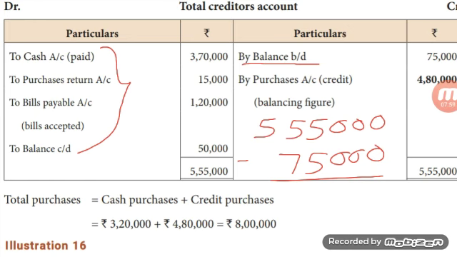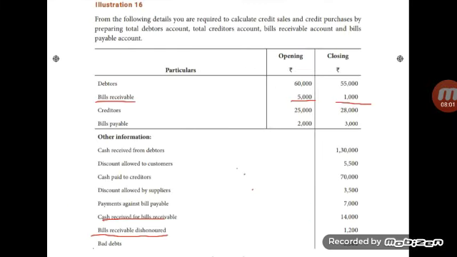Okay, children. Next question. From the following details, you are required to calculate credit sales and credit purchases by preparing total debtors account, total creditors account, bills receivable account and bills payable account.